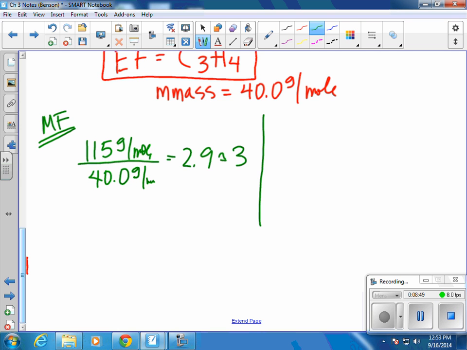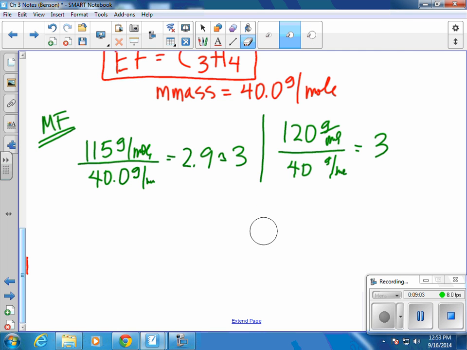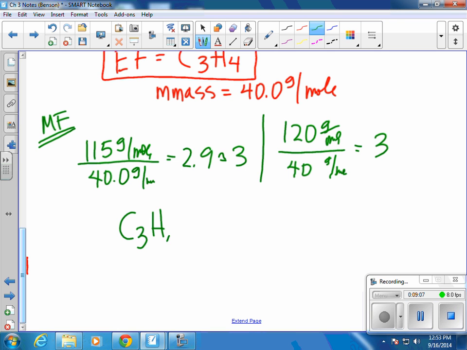You could quickly check the other one, 120 grams per mole. You can probably do this math in your head, divided by 40 grams per mole again, and I'm going to get 3. So I'm pretty confident that the ratio between the two is 3. So I need to take my empirical formula, which was C3H4, and multiply all of them by 3 to get my molecular formula. So it's going to be C9H12.